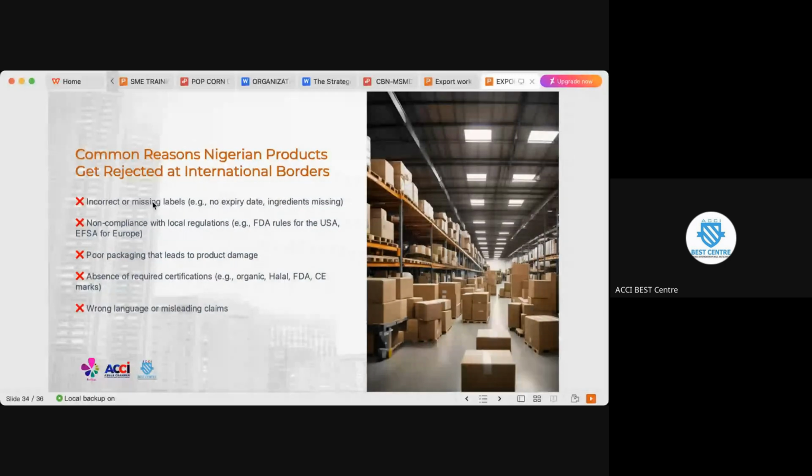Common reasons Nigerian products get rejected at international borders: incorrect or missing labels, as was said earlier, and non-compliance with local regulations over there, like the FDA for the USA and EFSA for Europe. It's like somebody bringing a drug or food product into Nigeria without a NAFDAC number. Then it's a red flag. They wouldn't allow it to come in. Another reason is poor packaging that leads to product damage.